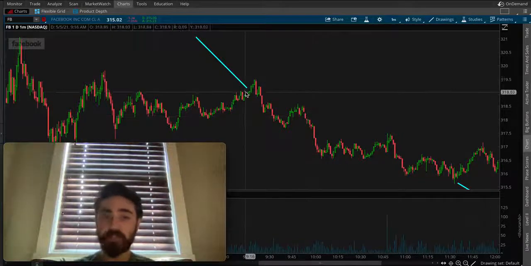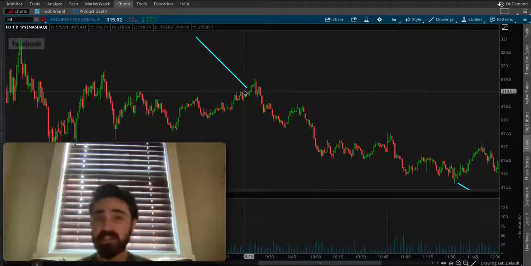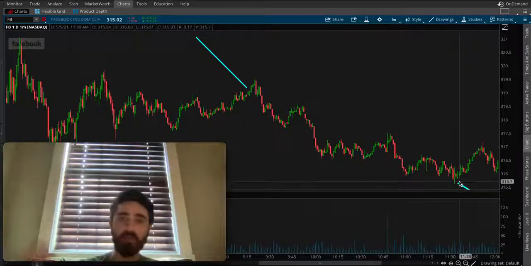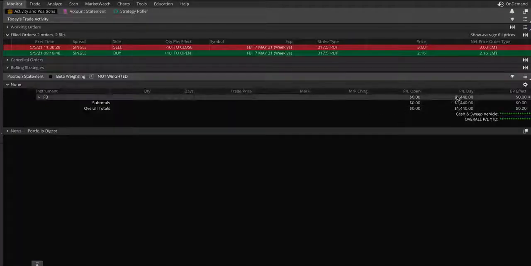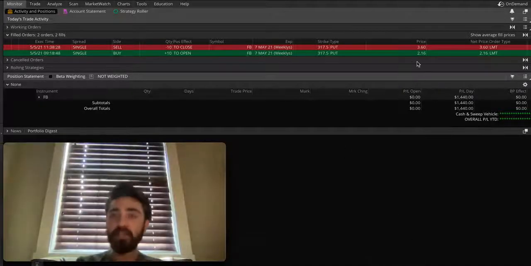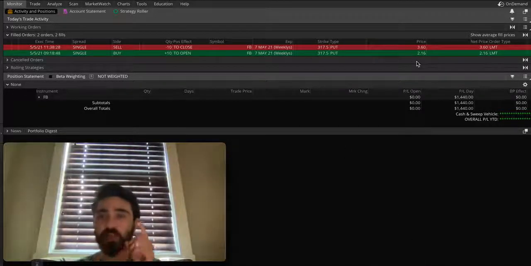So right here, our puts were worth 216. As the stock went down, our puts went up to 360. And that's where I basically sold it for a $1,400 profit here, as you guys can see. And these are the orders. We'll go over it real briefly, and then I'll hop back over to the chart to touch base on all of that. But you can see here with options, one is equivalent to 100.